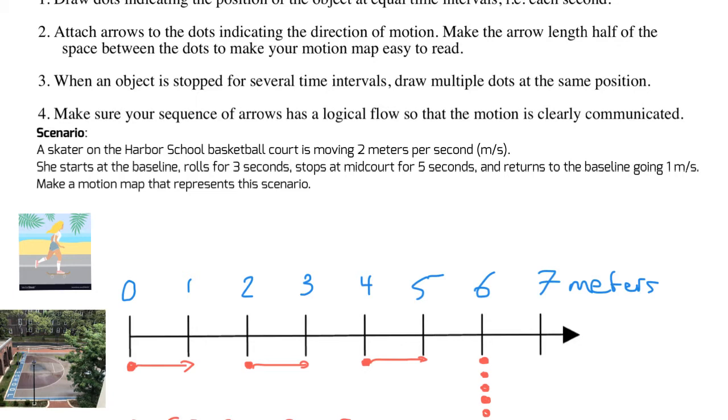So from this simple diagram, you can tell how far she's traveled, her change in position. You can also tell how long she was skating for, right? If you count the dots, start here, you have 1, 2, 3, 4, 5, 6, 7, 8, 9, 10, 11, 12, 13, 14 seconds. And you can also infer how fast she was going, or her velocity over those different periods.